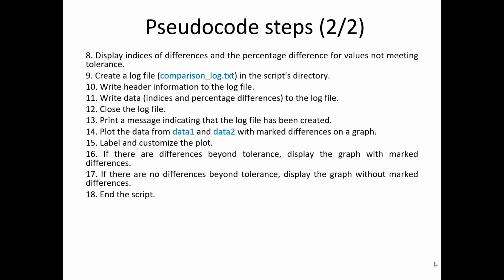Then we do the plotting. We plot data 1 and data 2 with marked differences on a graph. Then we label and customize the plot. If there are differences beyond tolerance, we display the graph with marked tolerance. If there are no differences beyond tolerance, we display the graph without marked differences, and then we end the script.